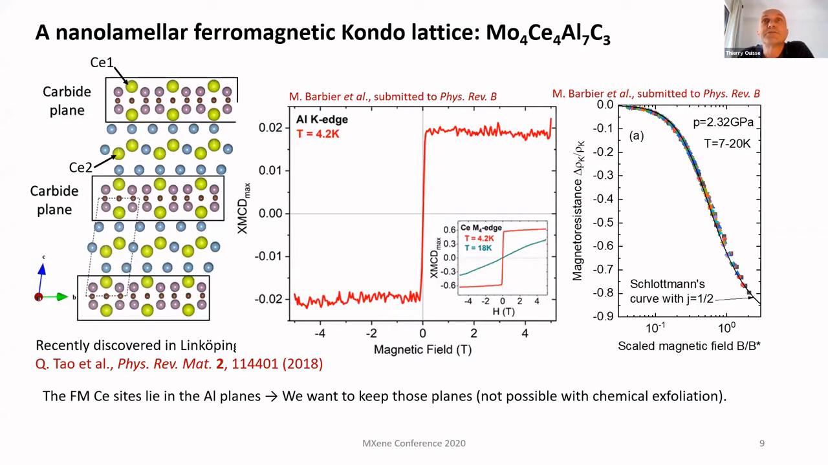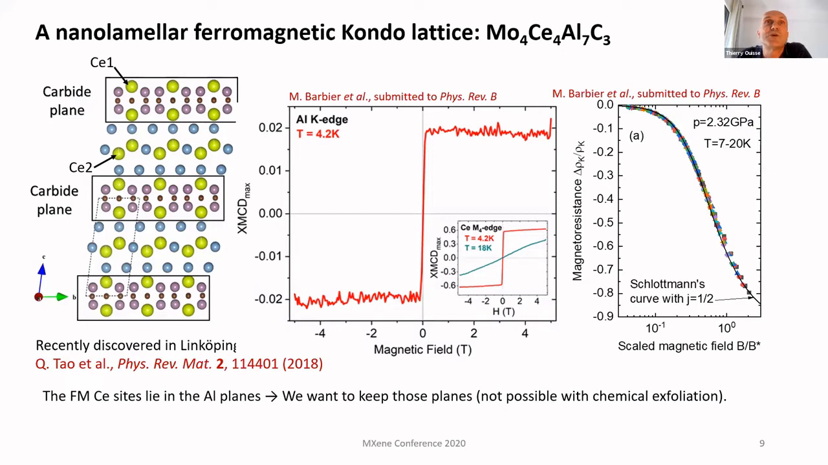So on the left, you can see the complex structure of an MAX-like compound, including cerium atoms, which was recently discovered in Linköping in Sweden. This compound is ferromagnetic, and the ferromagnetism is induced by the cerium atoms lying in the middle of the aluminum plates. This is proved by measuring X-ray magnetic circular dichroism at an absorption edge of the aluminum atoms. We can clearly see that a ferromagnetic moment is induced on them, which can only be induced by the neighboring cerium atoms. In contrast, molybdenum and carbon atoms do not exhibit any measurable ferromagnetic behavior.